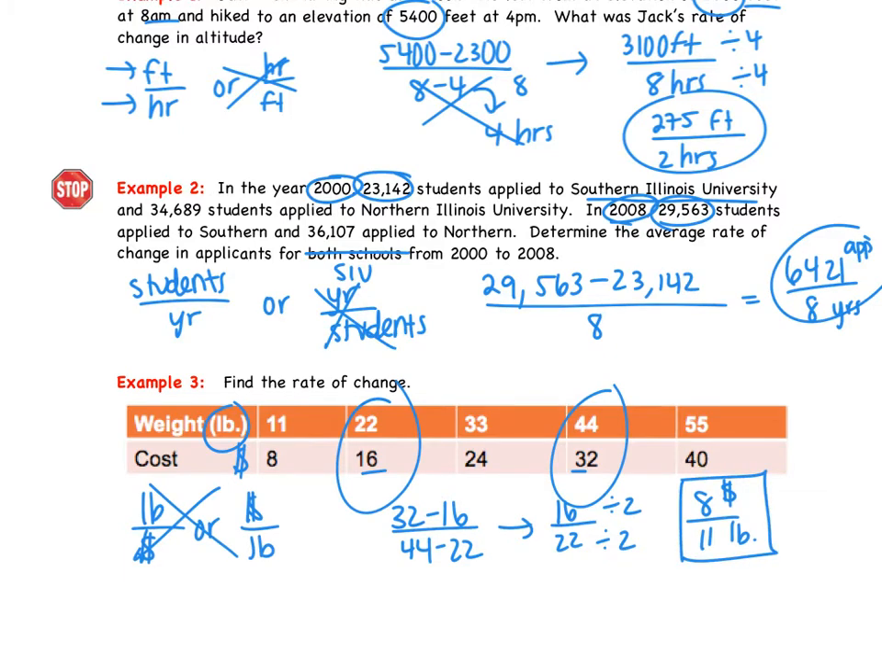Okay, so that is the gist, or the main idea, with rate of change. Always decide what units make more sense, and that'll tell you what goes in the numerator and what goes in the denominator. So if we flip to the next page, we're going to start talking about slope.